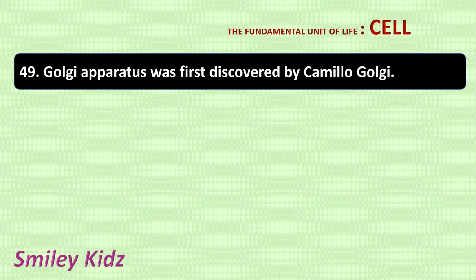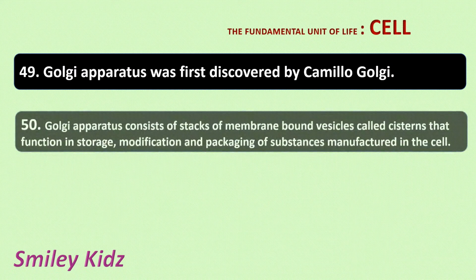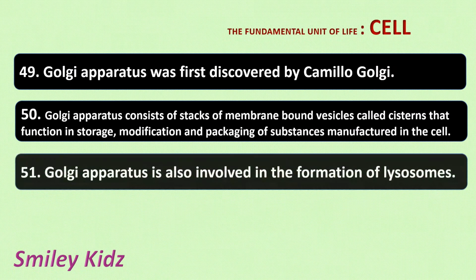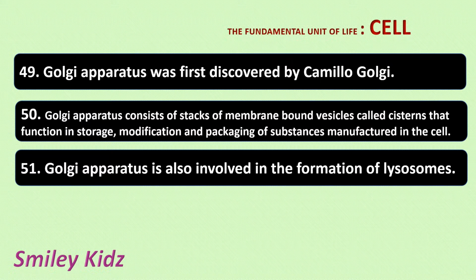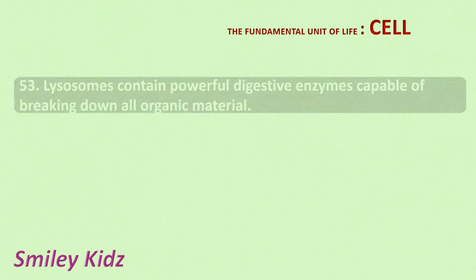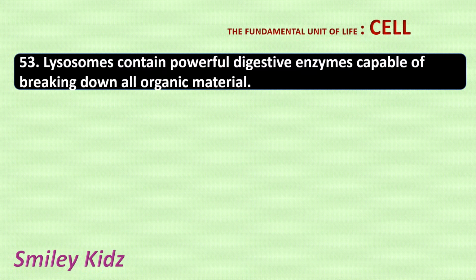The Golgi apparatus was first discovered by Camillo Golgi. Golgi apparatus consists of stacks of membrane-bound vesicles called cisternae that function in storage, modification, and packaging of substances manufactured in the cell. The Golgi apparatus is also involved in the formation of lysosomes. Lysosomes are also known as the suicide bags of a cell. Lysosomes contain powerful digestive enzymes capable of breaking down all organic material.